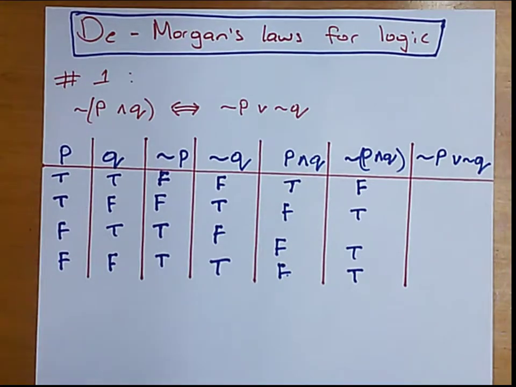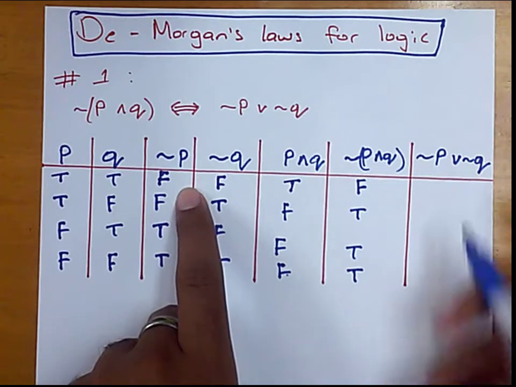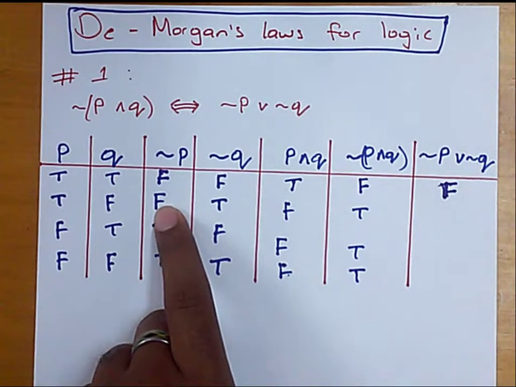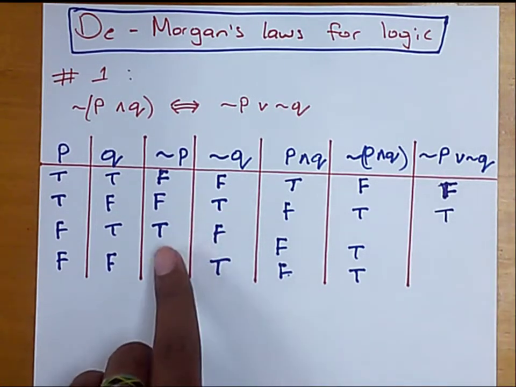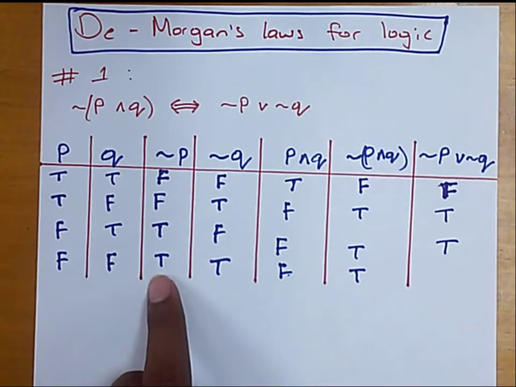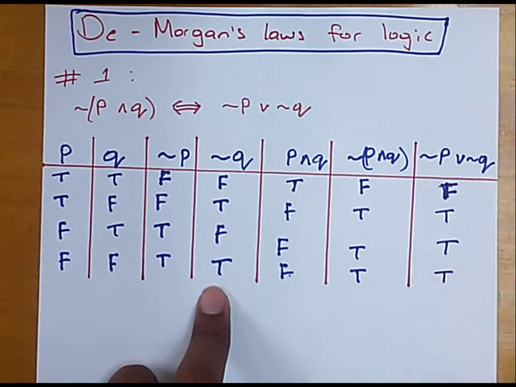And if either P or Q is true, then P or Q is true. So here we have not P and not Q being F. So here we have not P and not Q, F, T. So this becomes true. Here we have T and F. This becomes true. And here we have not P or not Q is true.